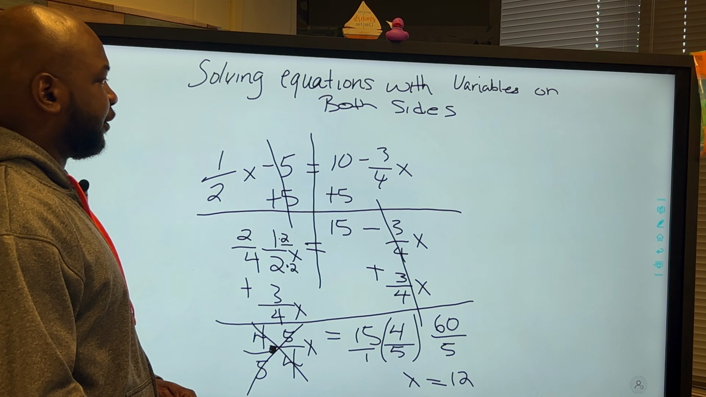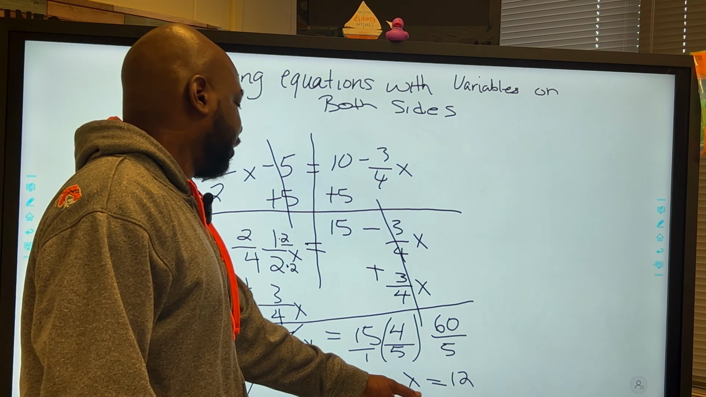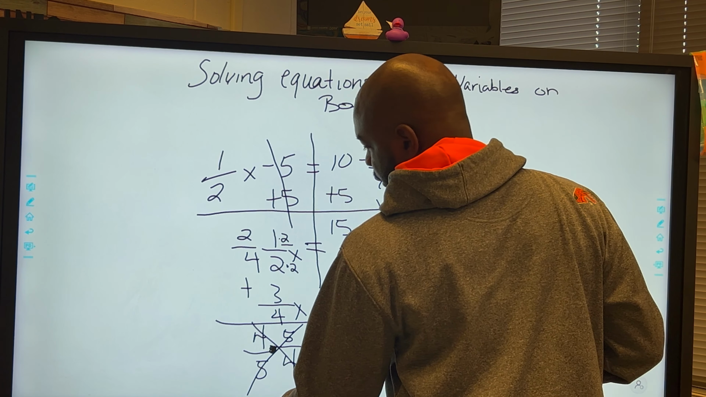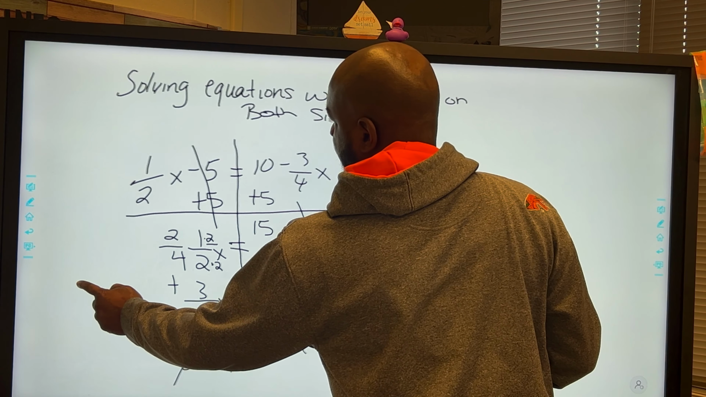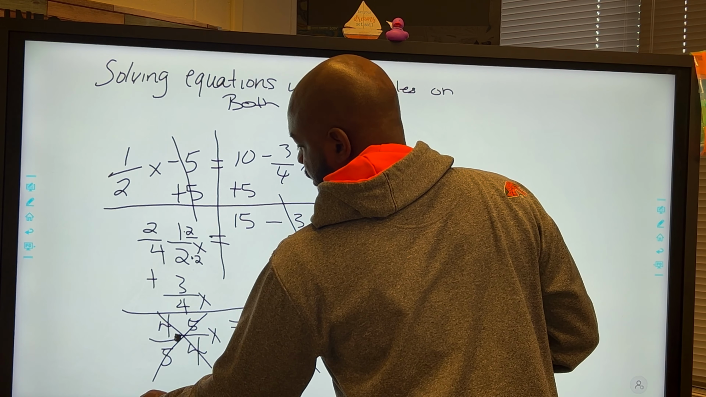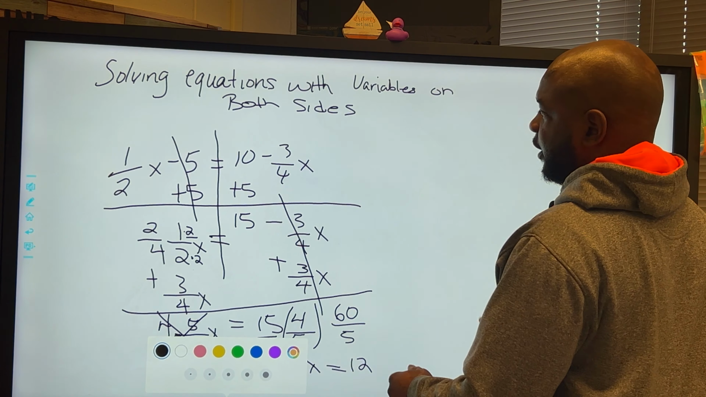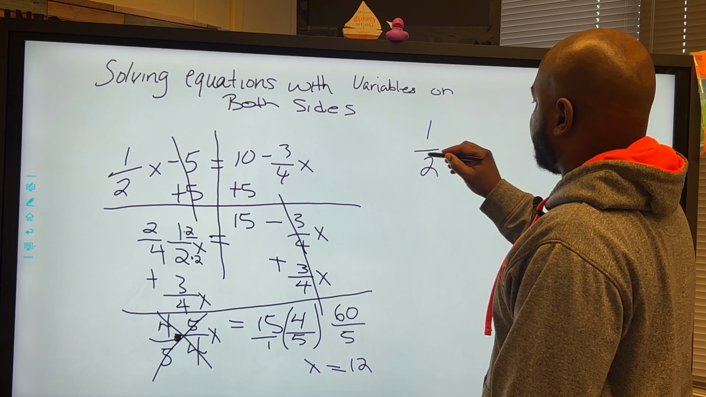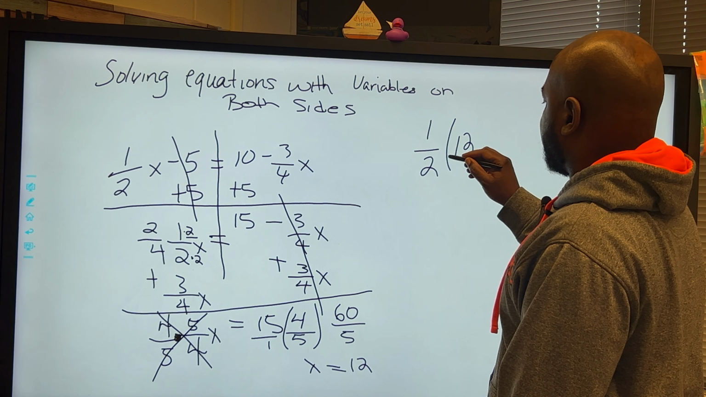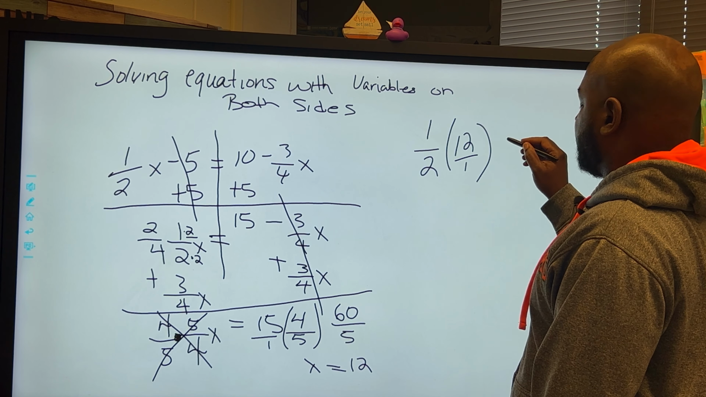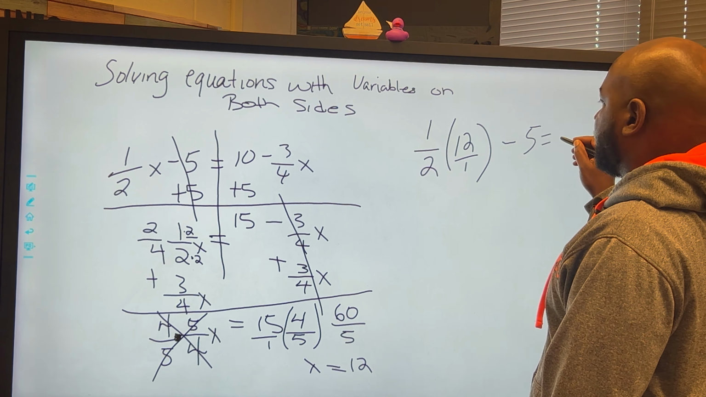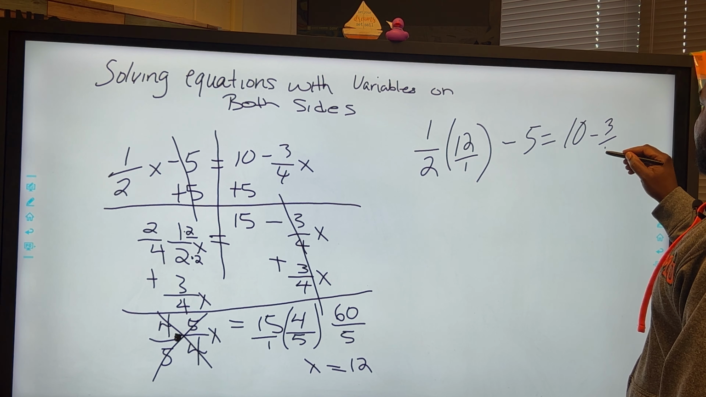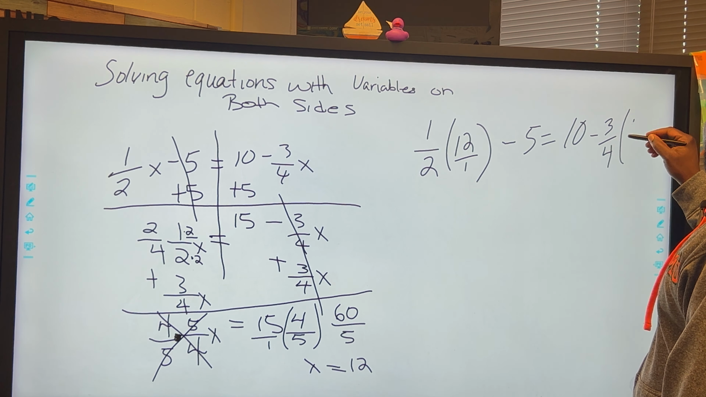Now let's see if our answer is correct. So we're going to substitute 12 for x. Instead of x, I will actually have a 12. So 1/2 times 12, or I can put it as a fraction, 12 over 1, take away 5 equals 10, take away 3 over 4 times 12 over 1.